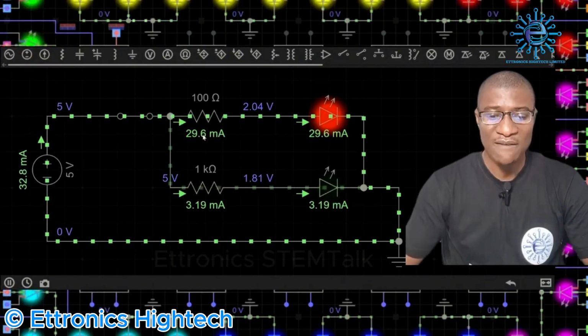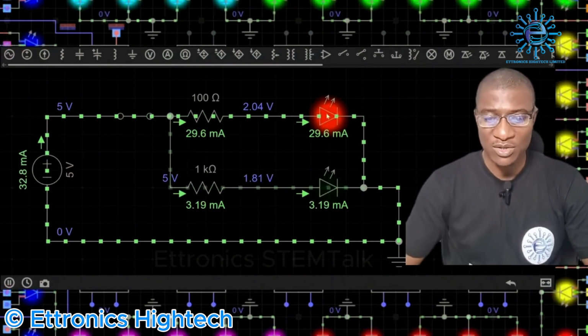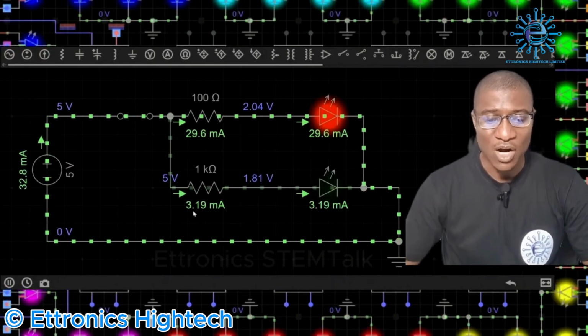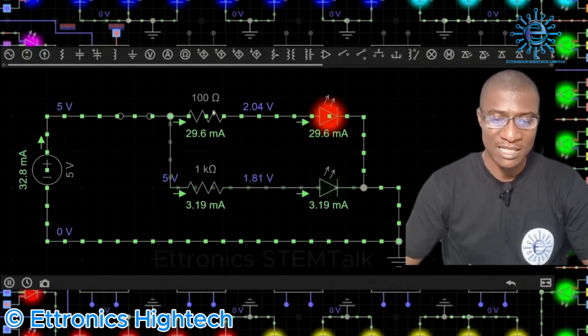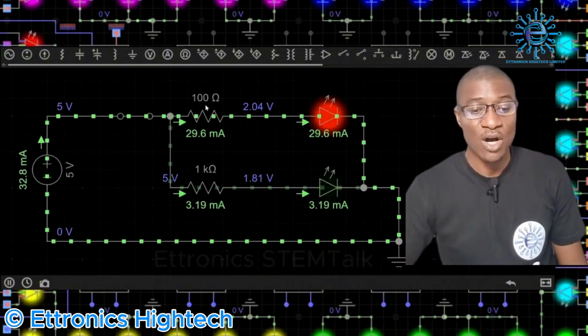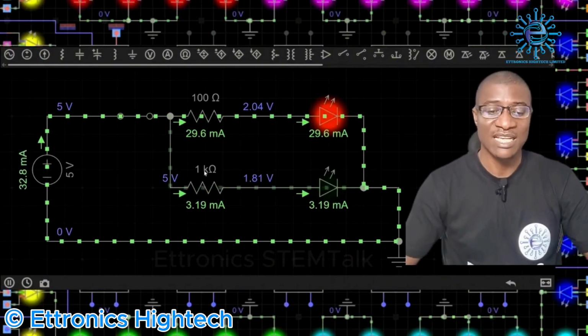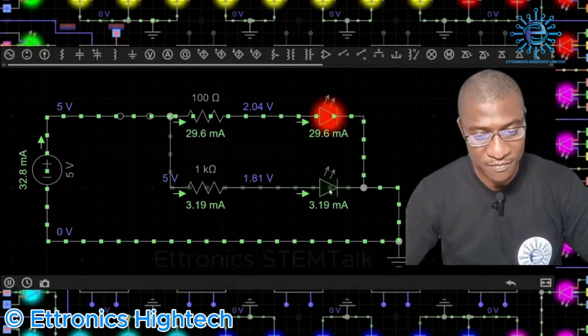So in this direction, we have 29.6 milliamperes of current flowing through this direction, entering this LED. While in this direction, we have a current of 3.19 milliamperes flowing into this LED. This part that has more current has a resistance of 100 ohms, while this part that has lower current has a resistance of 1000 ohms. And in fact, you can see that this LED is not even coming on.